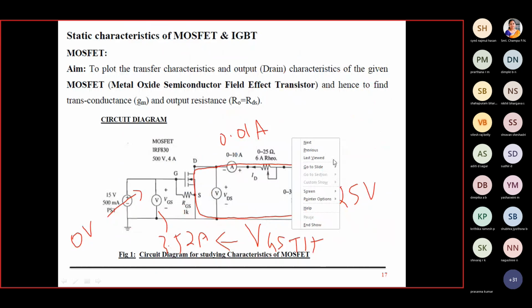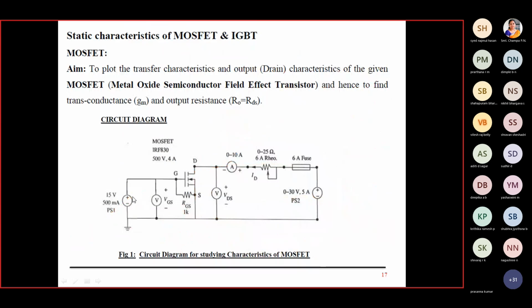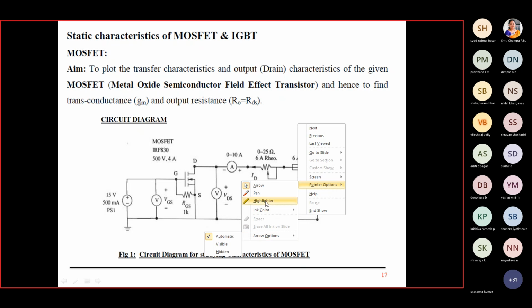Thereafter, gradually increase the gate source voltage in such a way that your drain current will start increasing, and you can note down your ID and VGS. Don't worry about VDS now. Those things you have to note down, tabulate and plot.